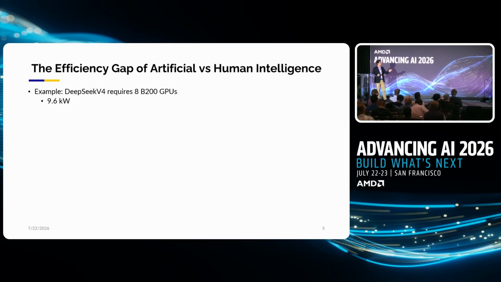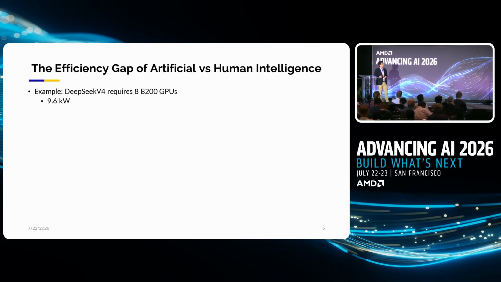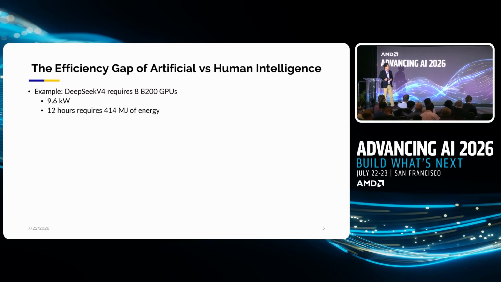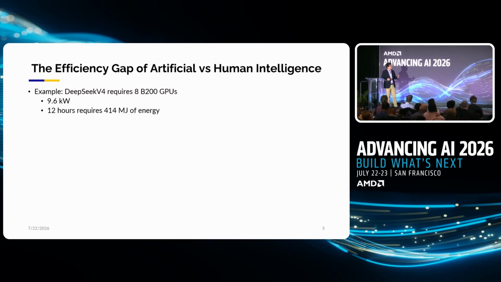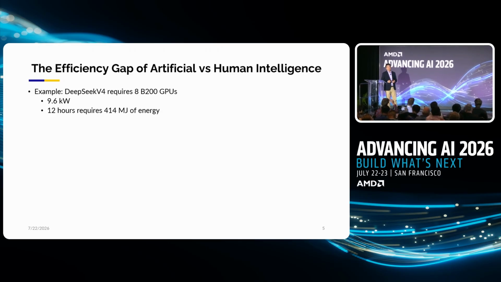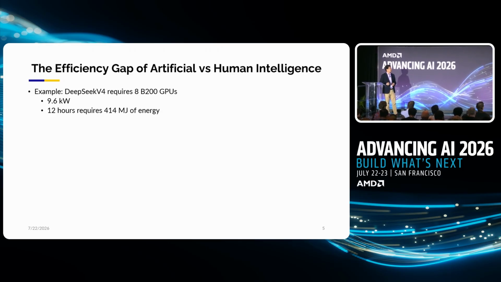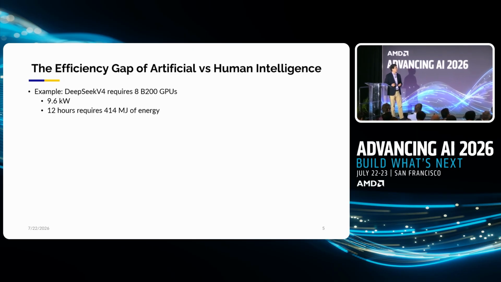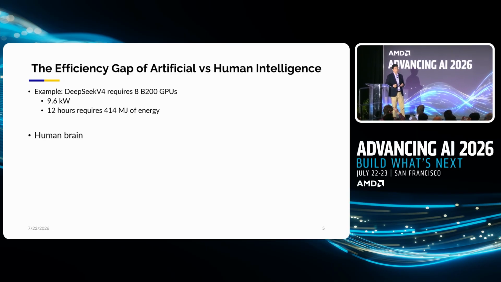For example, take a recently released model from DeepSeek. Because it's an open source model, people did the profiling. Just doing inferencing, it takes almost 10 kilowatts. And if you run it for 12 hours, that requires 500 megajoules.